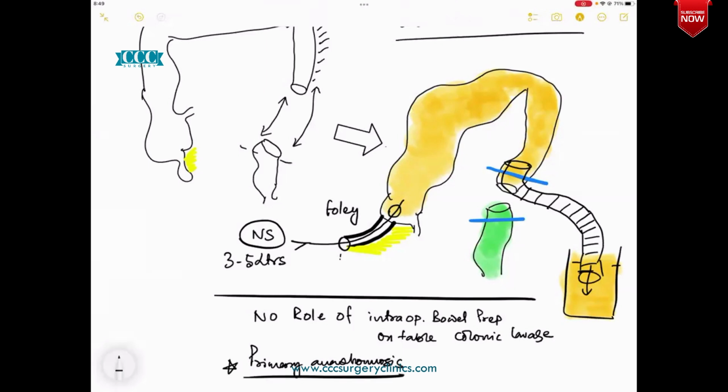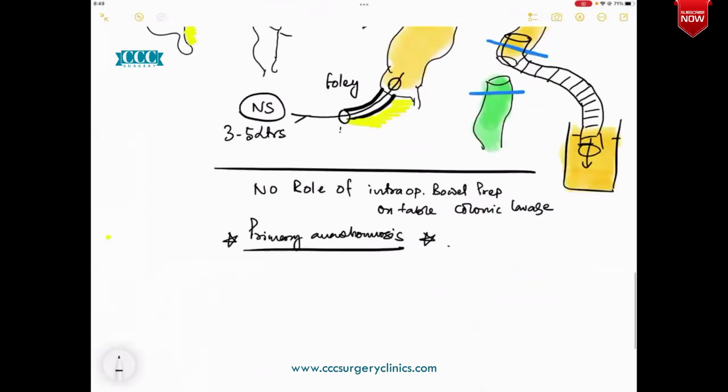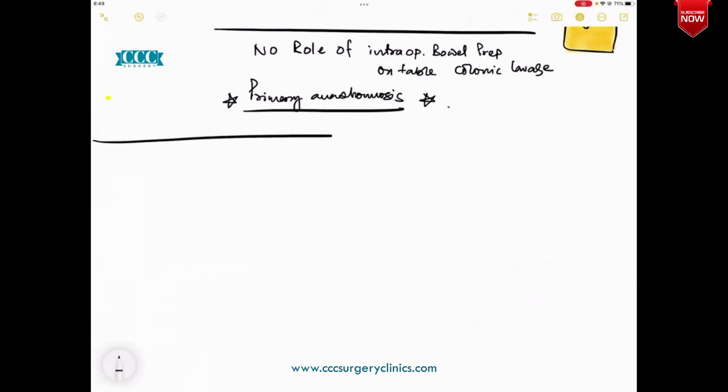Please do the primary anastomosis as such. So the leak rates will be as with a bowel prep, maybe a little lesser than with a bowel preparation. So this is the emergency scenario. We will now talk about an elective scenario.